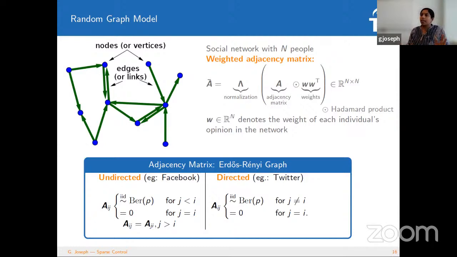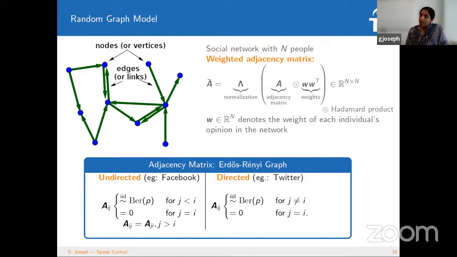And it can be shown that the adjacency matrix Hadamard product with WW transpose will tell you how these people would influence his or her neighbors. And finally, we have a lambda in the A bar. Lambda is a normalization factor. That will ensure that the influence on a person from the neighbors is a convex combination of all the neighbors. That gives us the A bar, which is the weighted adjacency matrix of this graph.